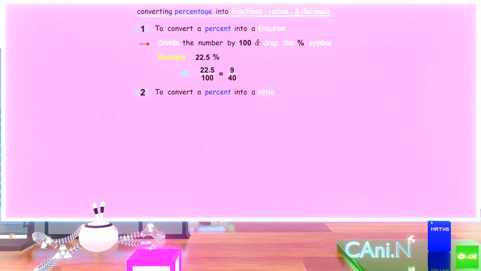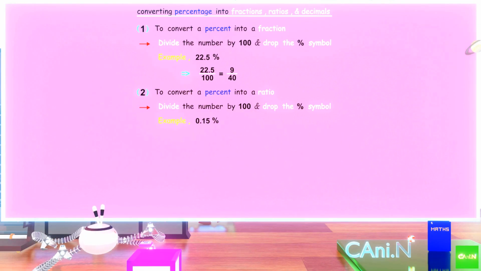To convert a percent into a ratio, divide the number by 100 and drop the percent symbol. Example, 0.15%. So, 0.15 by 100 equals 3 by 2000 equals 3:2000.